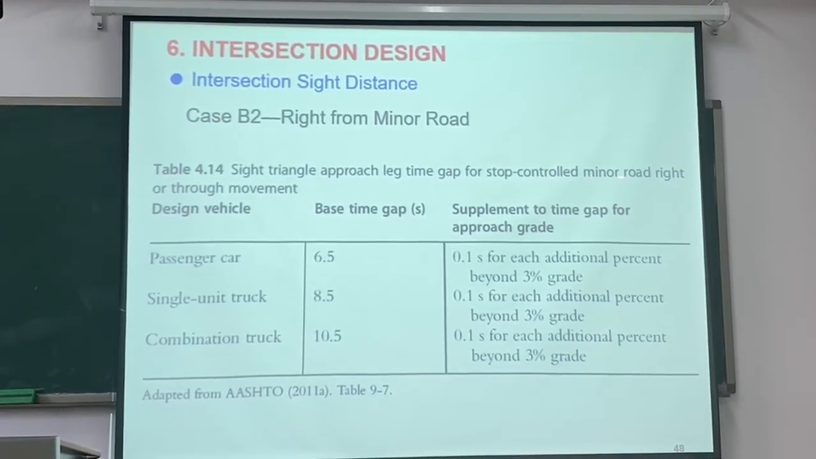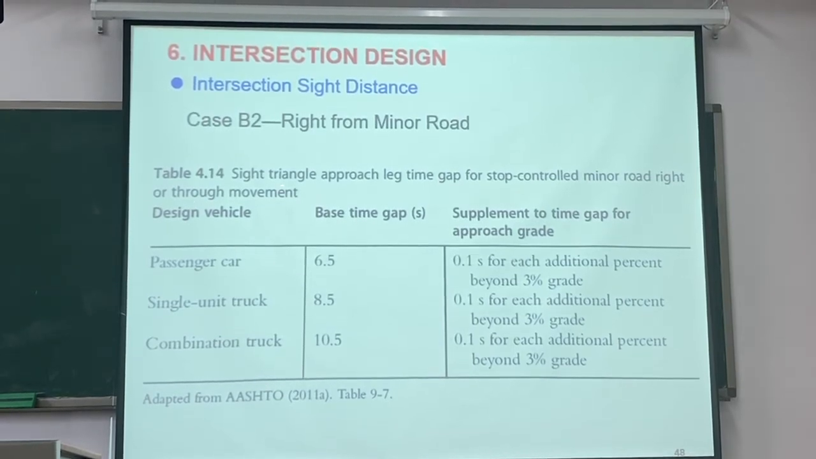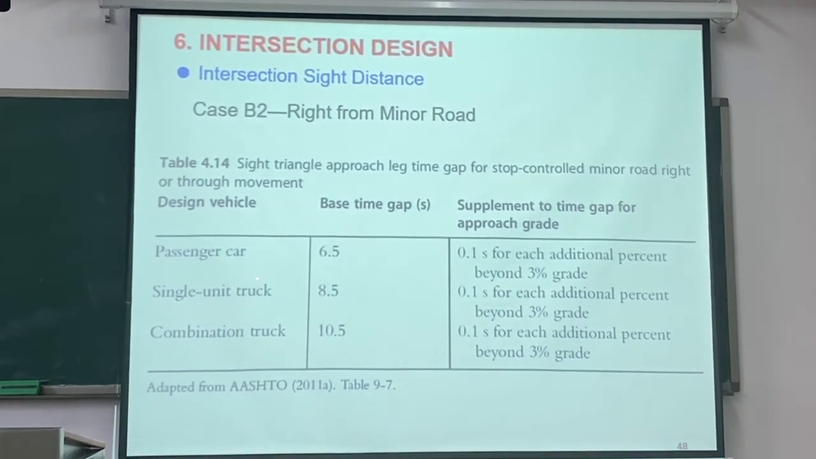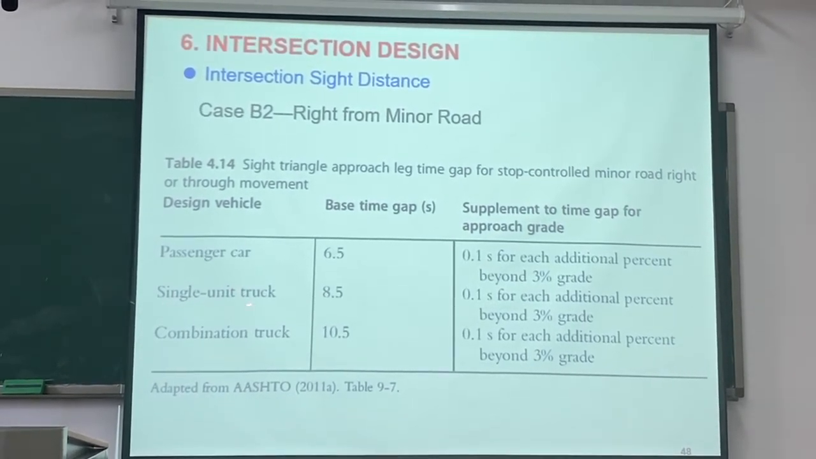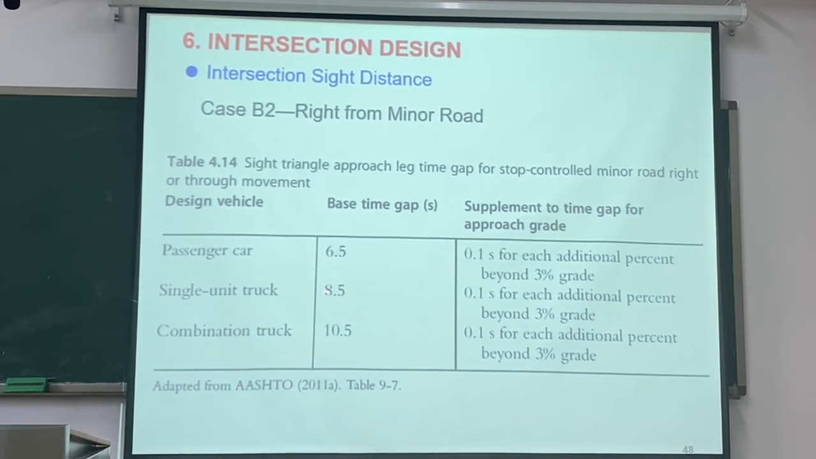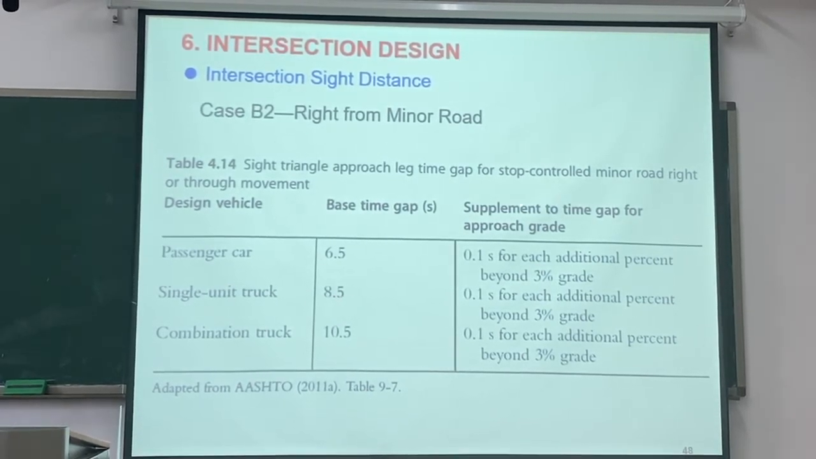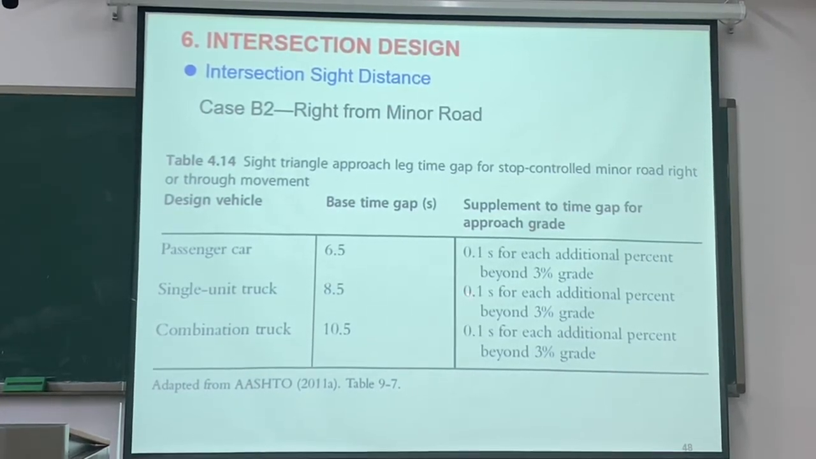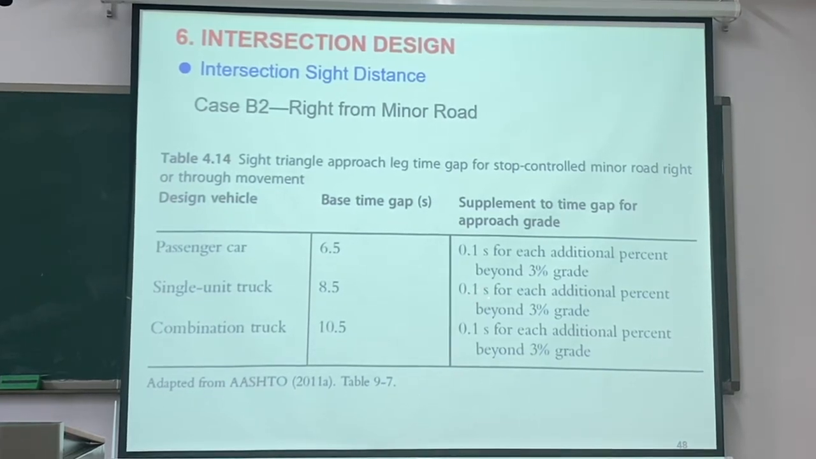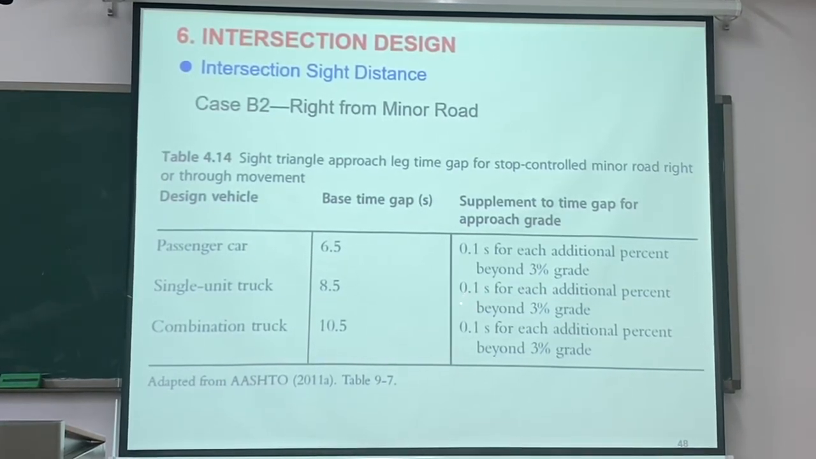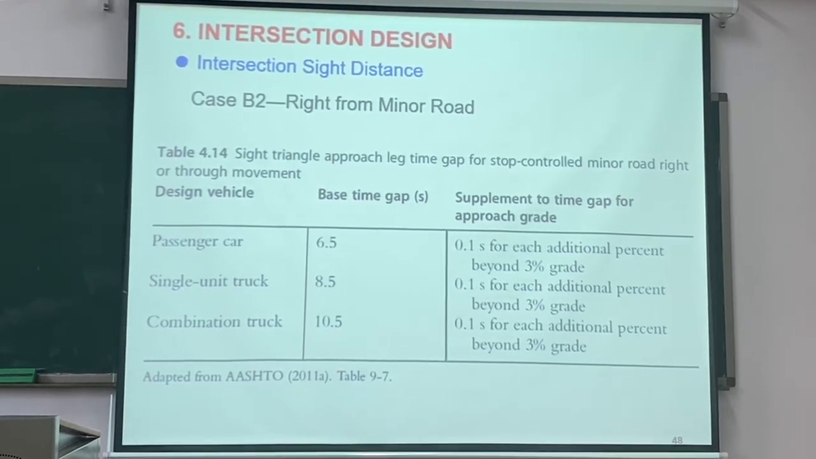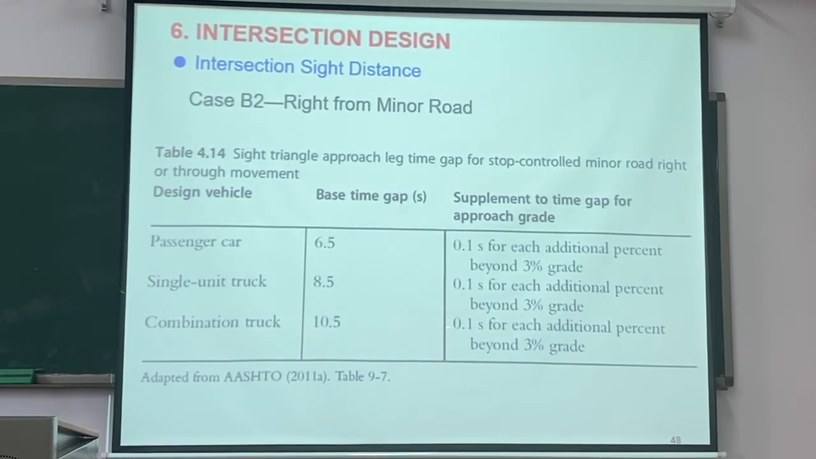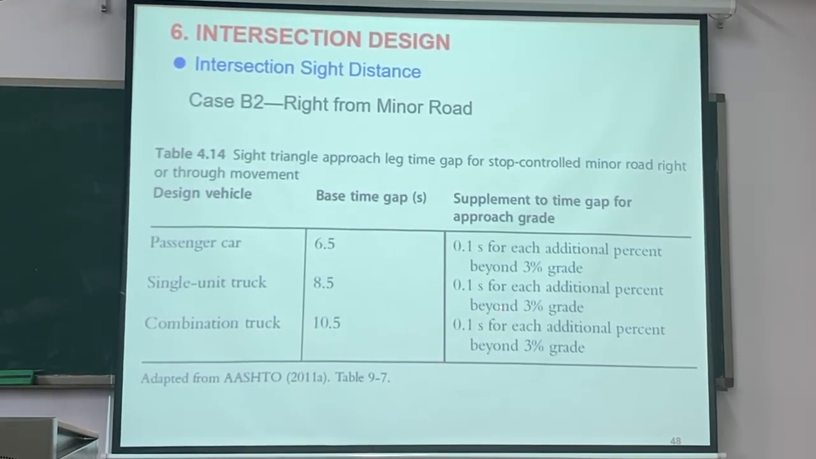Gap for stop control on the minor road, right turn movement. The design vehicle has the same three categories. For a single unit truck, the base time gap is 8.5. But the supplement to time gap for the grade is 0.1 second for each additional percent. But for left, this is 0.2 seconds for each additional percent.